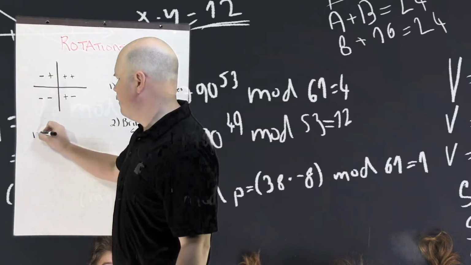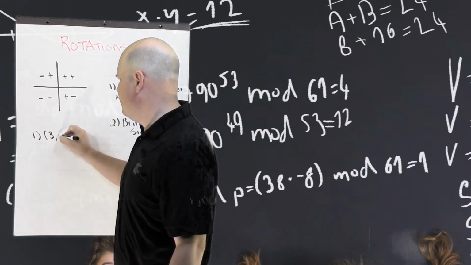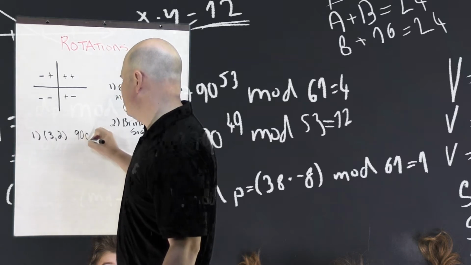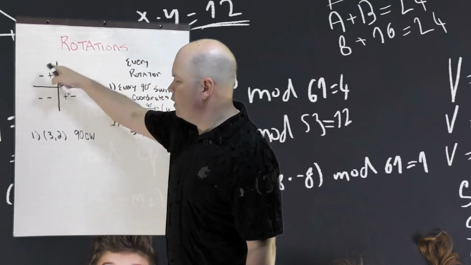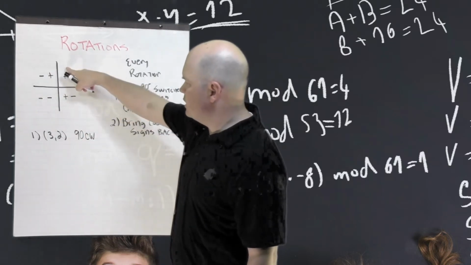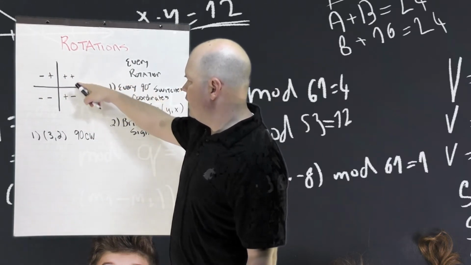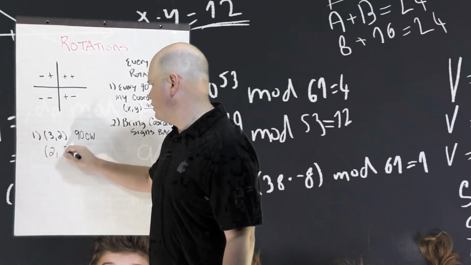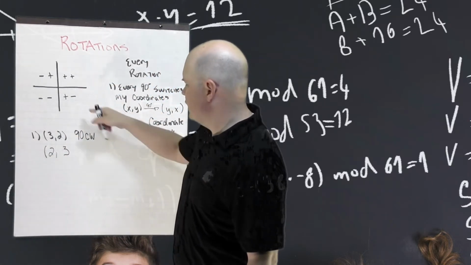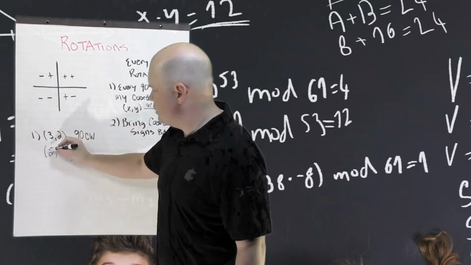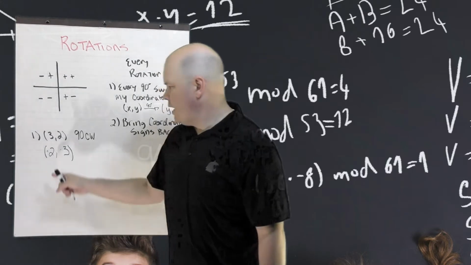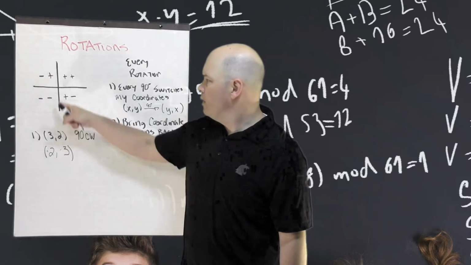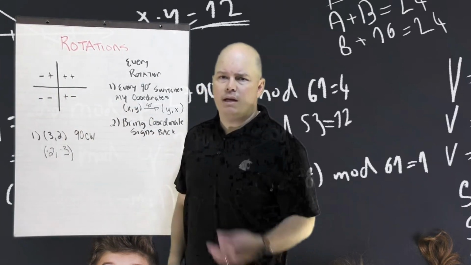For our first example, let's take the point 3, 2 and rotate it 90 degrees clockwise. So I'm going this way 90 degrees, and my point starts up here. The first thing is it's going to flop my coordinates, so I'm going to rewrite those in switched positions. Then I'm going to bring my coordinate signs back. My coordinate signs finished at plus minus, so I'm going to go plus minus. That's my new point rotated 90 degrees. So it went from 3, 2 to 2, negative 3. It went from here down to here. That's my 90 degree rotation.